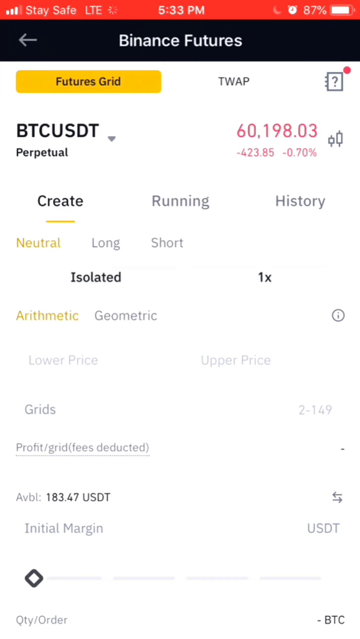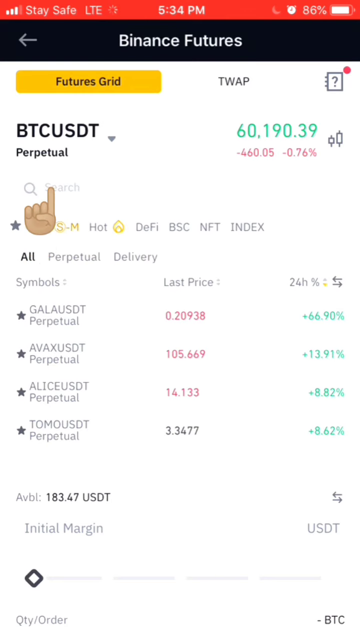Now you can set up 3 types of GridBots: the neutral bot, the long bot, and the short bot. As you can read, the neutral bot is ideal for ranging markets, while the long bot is ideal for uptrending markets and the short bot for downtrending markets. For this video, I'm going to be setting up a short grid bot. So I'm going to select short. Then select your trading pair.